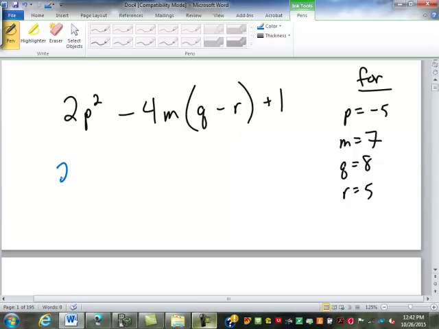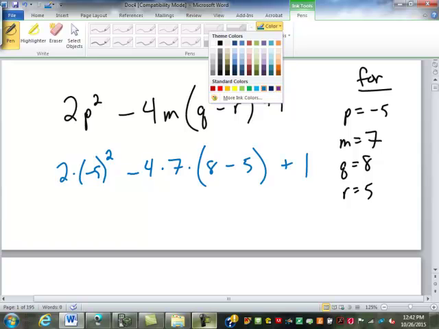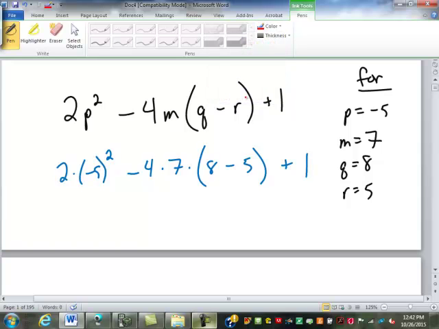So this is going to be 2 times, p is -5, so -5 squared. Now you notice I put the -5 in parentheses, because on many of your calculators, it'll have to be in parentheses. Minus 4 times m is 4 times 7, times, and my parentheses will be, q minus r is 8 minus 5, and then we have the plus 1. So what is the first thing we need to do? 8 minus 5, which is 3.